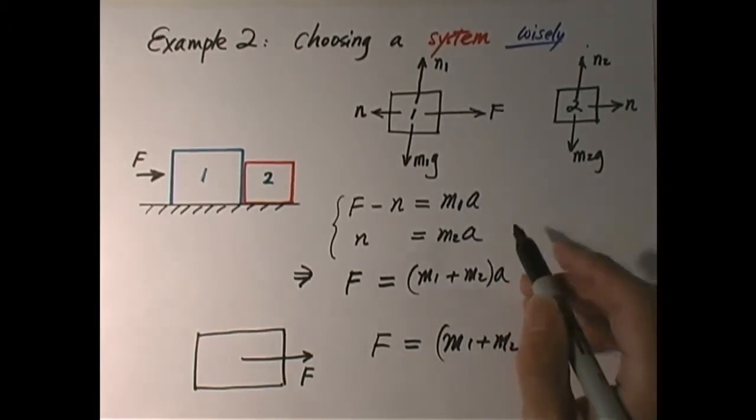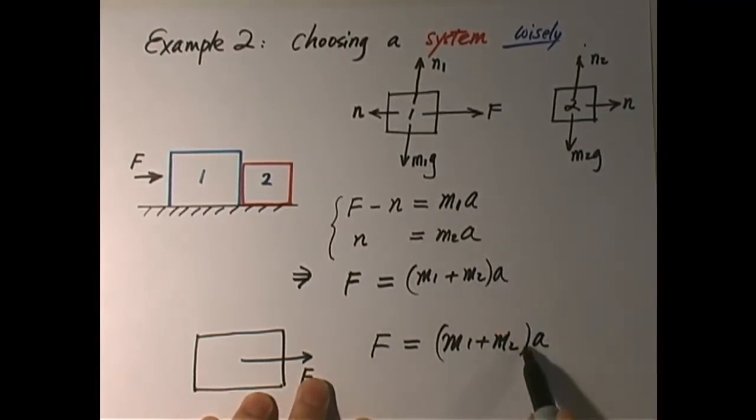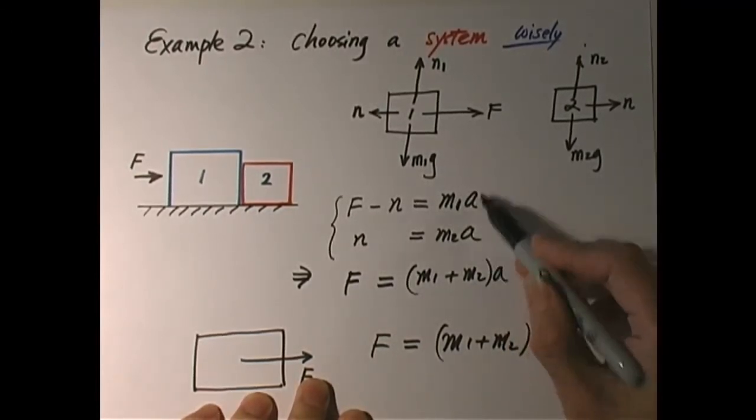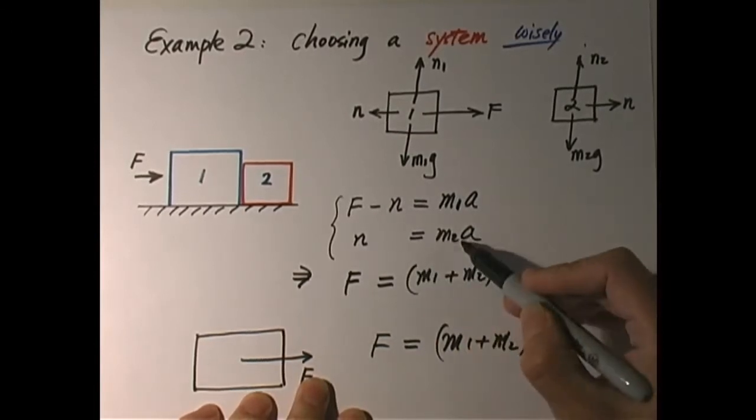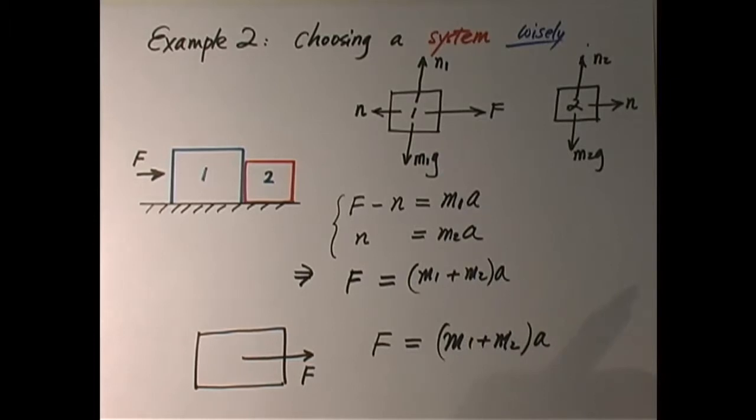That's the only way we can find n. In fact, we can find n easily once we know what f is, and once we know what a is, right? a is f over m1 plus m2. You can plug into either one of them, and you can find n. So n equals m2 times a, which is equal to m2 times f over m1 plus m2. That is obtained by separating them. Okay, so that's the technique.